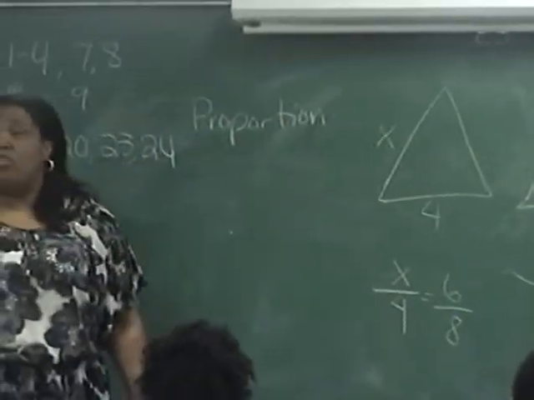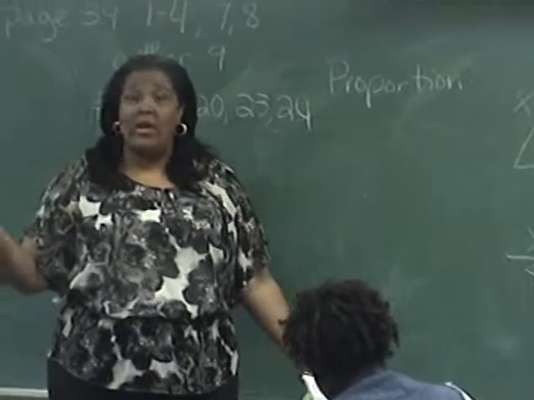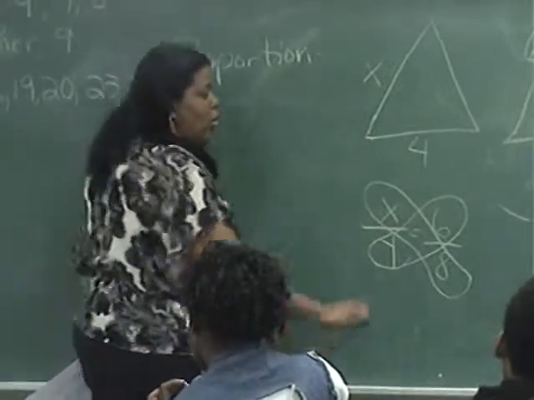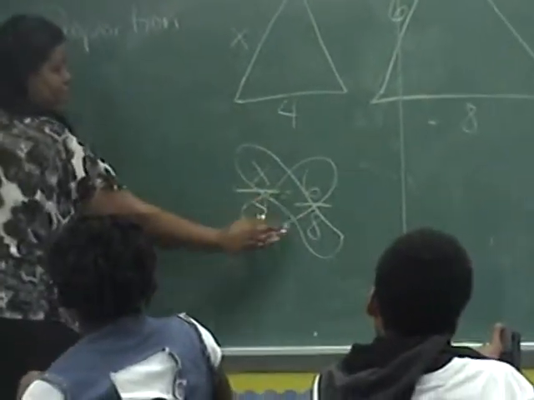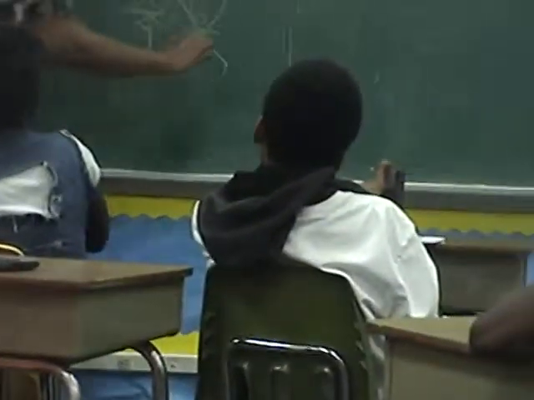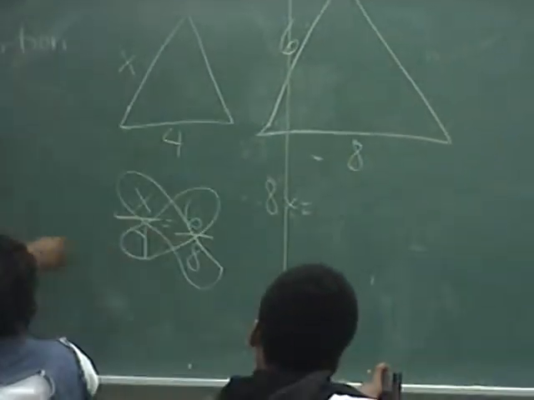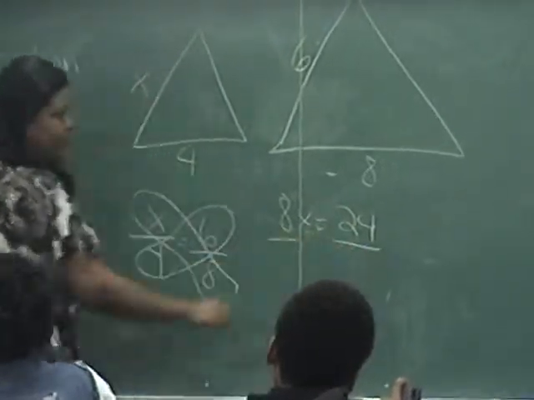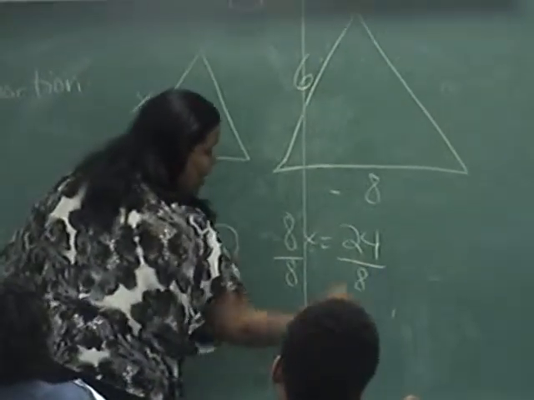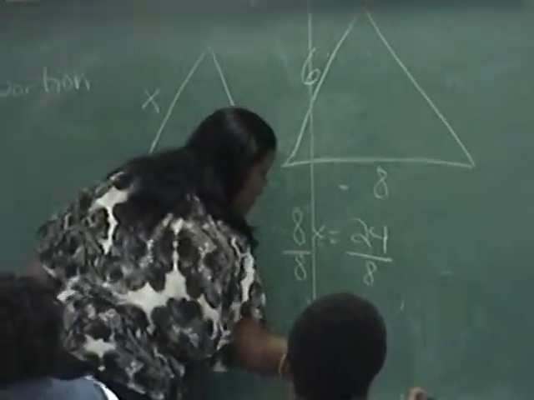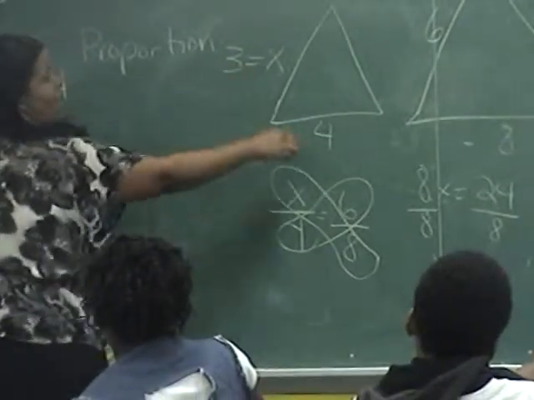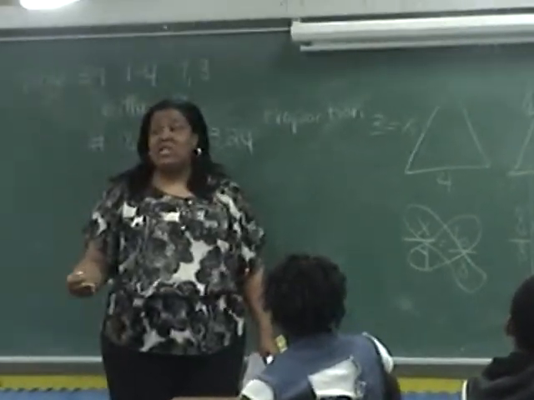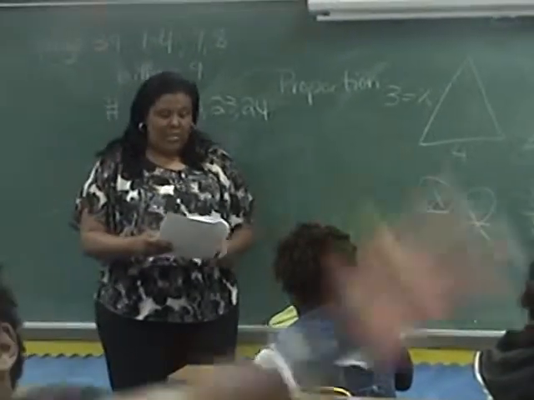By the way, this is just review, right? So this is not the first time you're learning this. So let's do our crisscross. So what's the first part? It's 8x, and then equals, what's 6 times 4? 24. What's the next step? Divide by 8. 3. Very good. So this side would have to be 3, to make these equal, okay? That is proportions with similar figures.